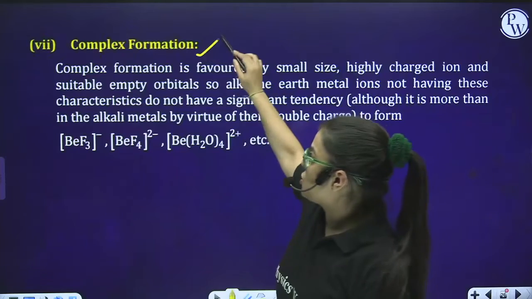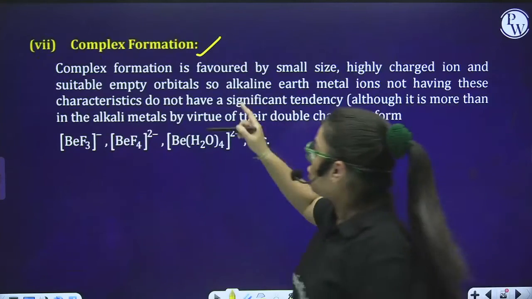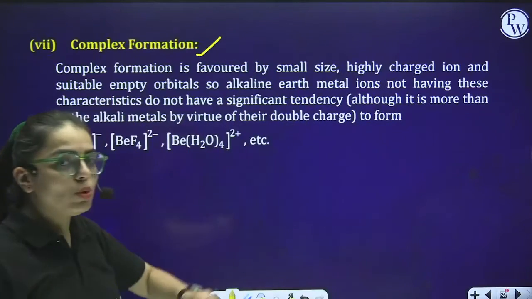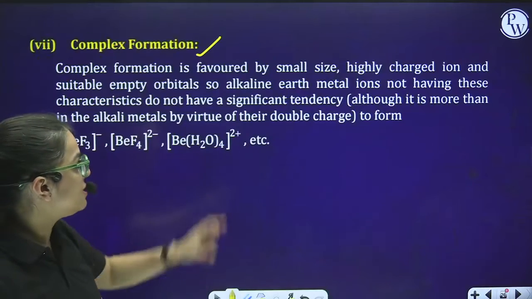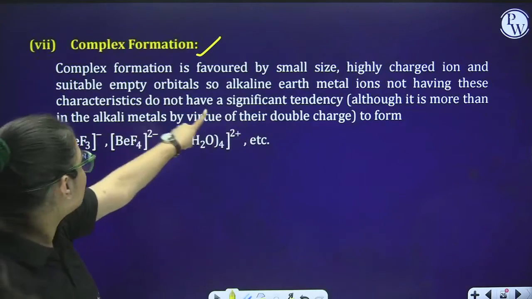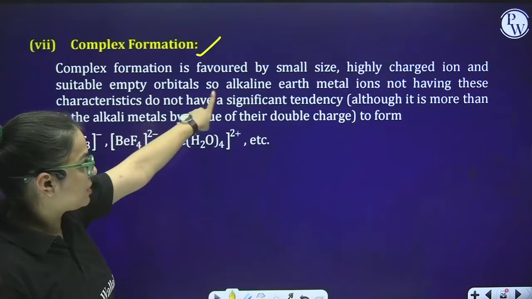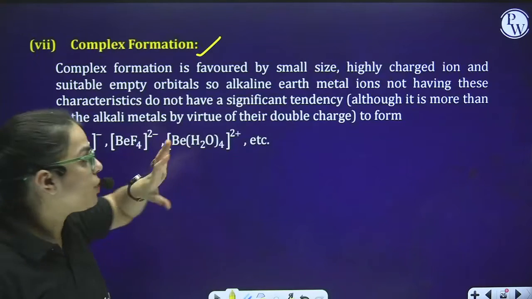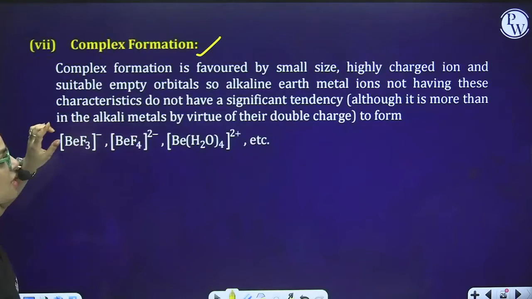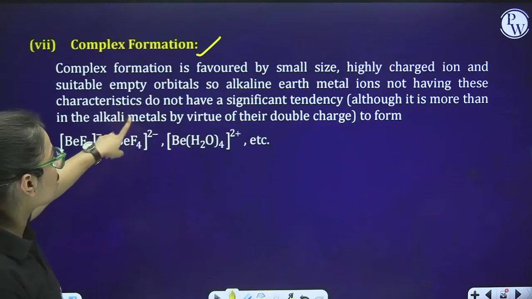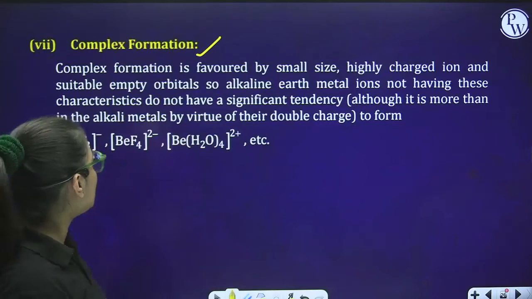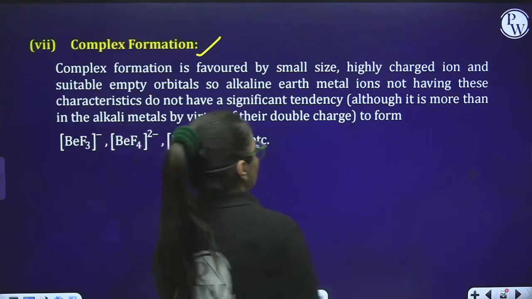Now the complex formation, they can even form complexes. So complex formation is favored by, who can create complexes? The one which has a smaller size, highly charged ion, and suitable empty orbitals. They do not contain any d orbital, no? So empty orbital. So alkaline earth metal ions not having these characteristics do not have a significant tendency to form complexes, right? Clear everyone?